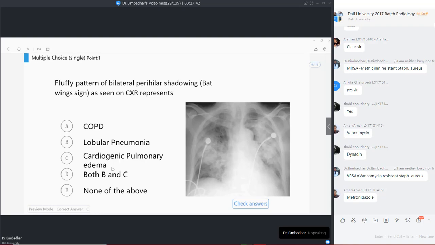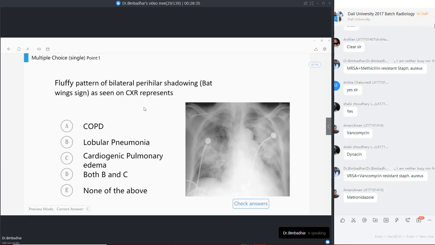It is not lobular pneumonia. Lobular pneumonia generally will not show central to peripheral distribution. They will show only peripheral distribution. COPD generally also will not show it. It is not a fluffy pattern. COPD is entirely different from this one. So the confusion might occur between B and C. Lobular pneumonia, yes, can also show it. But here I'm talking about non-cardiogenic alveolar edema. Yes, they also show a fluffy pattern. They also show central to mostly peripheral appearance, and they also appear as perihilar shadows in early cases.